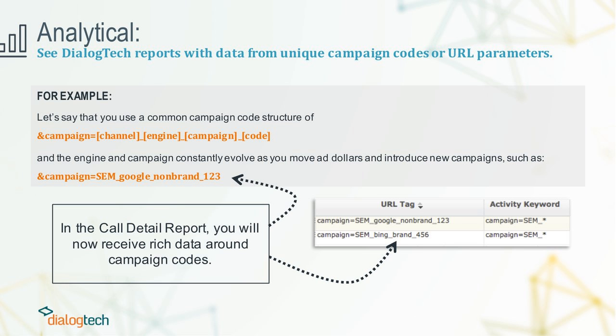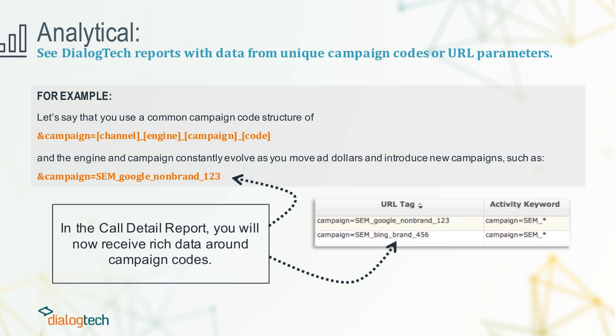So this reporting example here, the activity keyword, that's our trigger. That's what triggered the phone number to replace. And all we had to see was campaign equals SEM to know that this user needs a phone number. We want to track them at a session level. In the URL tag column, that's where we filled in the blank.